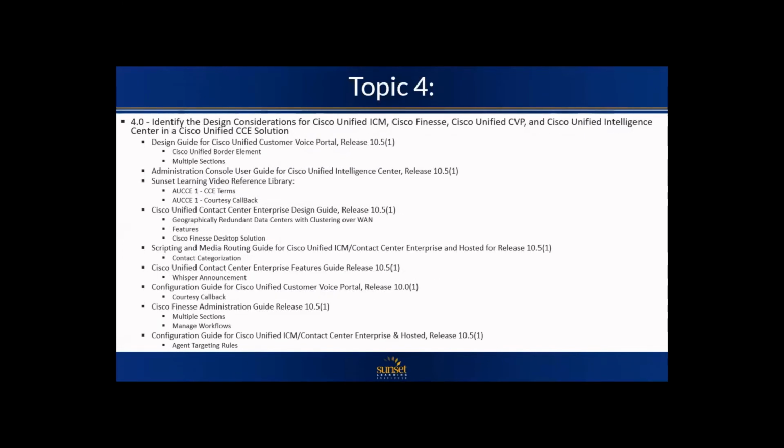Topic area 4, there were quite a few, as you can see, different documents that seemed to be useful. The topic area: identify the design considerations for Cisco Unified ICM, Cisco Finesse, Cisco Unified CVP, and Cisco Unified Intelligence Center in a Cisco Unified CCE solution. The first is the design guide for Unified CVP. There is a topic section titled Cisco Unified Border Element, and there's a couple of questions on some of the things you would need for CUBE and configuration specifics that you might need for CUBE in a CVP context.